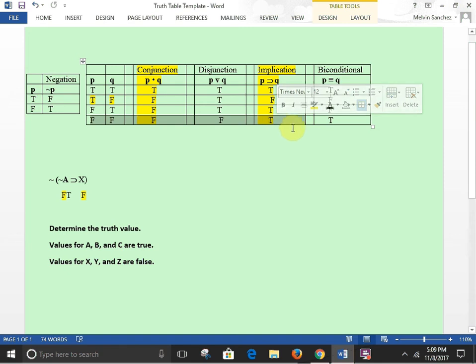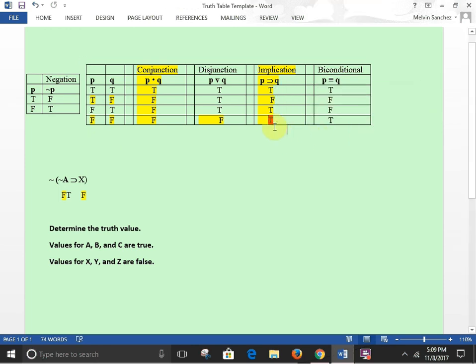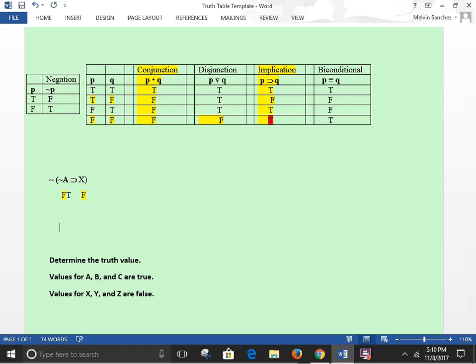So let me highlight that last row. And so now we have to ask ourselves, okay, in that scenario where the P is false and the Q is false, what is the whole thing? And the answer is right here. The whole thing ends up being true, right? That's just what that truth value is for that one. So that means that inside the parentheses, the truth value will be true. So it will be just a T.